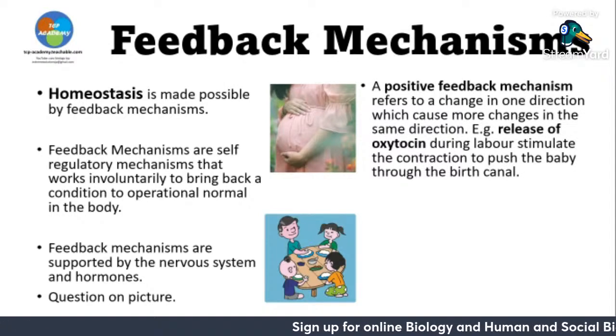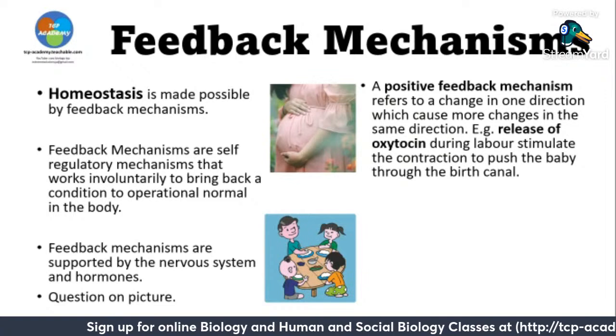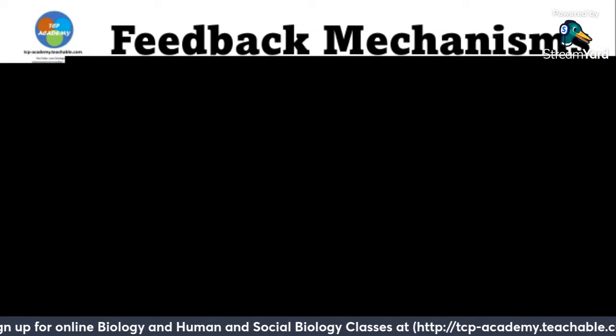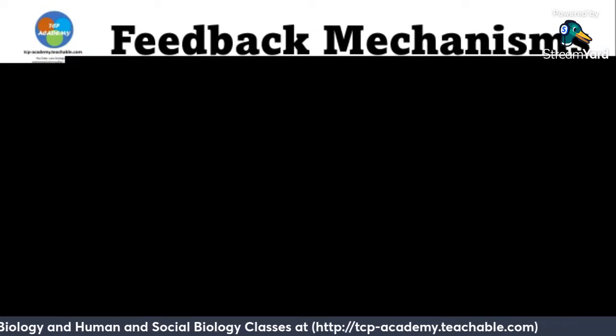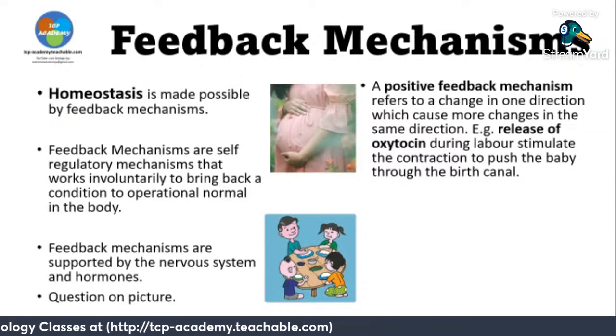So a positive feedback mechanism refers to a change in one direction which causes more changes in the same direction. Example, the release of oxytocin during labor, which stimulates the contraction to push the baby through the birth canal.